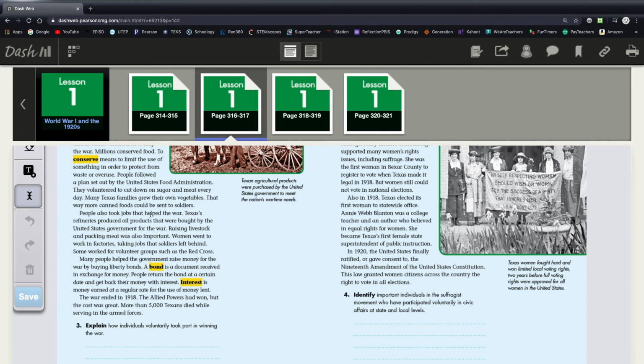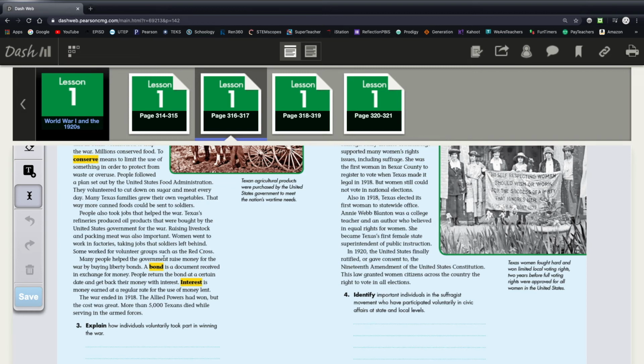People also took jobs that helped the war. Texas's refineries produced oil products that were bought by the United States government for the war. Raising livestock and packing meat was also important. Women went to work in factories, taking jobs that soldiers left behind. Some worked for volunteer groups such as the Red Cross.